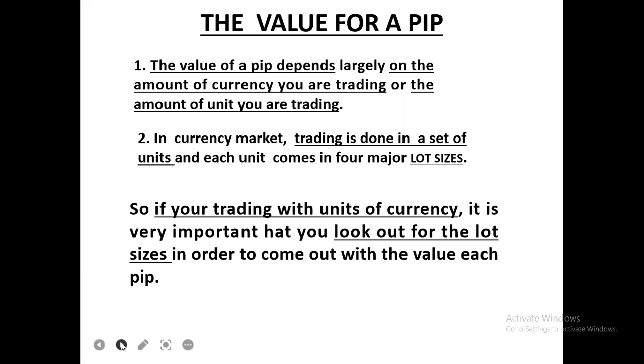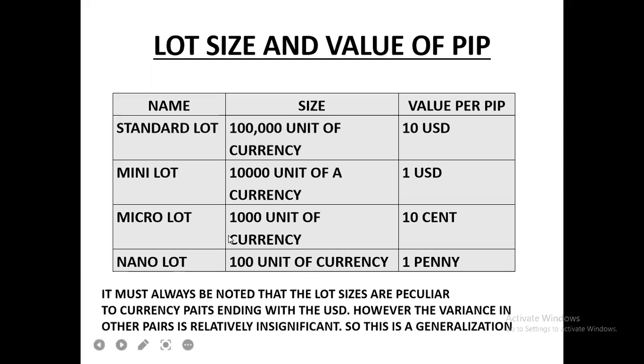Once you're able to keep that in mind, that explains why we studied all of those: lot sizes and value of PIP. Now, we have 4 major lot sizes. We have the standard lot, the mini lot, the micro lot, and then the nano lot. All of these we will go into applications and see how the trading dynamics operate with all of these lot sizes. So the standard, the mini, the micro, and the nano.